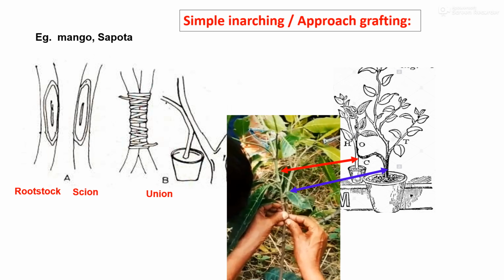Then the graft is transferred to the shade, where it is properly nourished, hardened and cared for for a period of about 3 to 6 months, and prior to the final transplanting it can take 6 months or a year depending on the type of fruit crop. So this is the inarching technique, which is considered to be a commercial method of propagation in crops like mango and sapota.